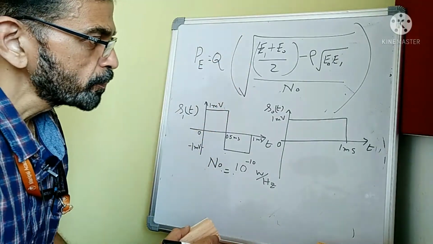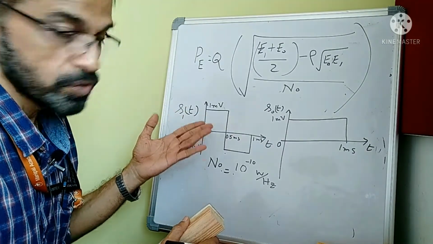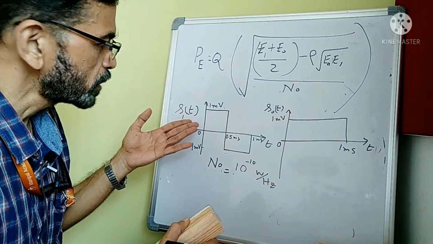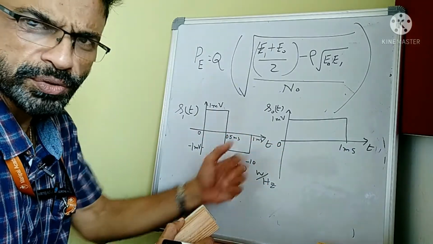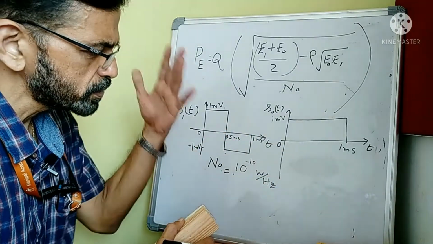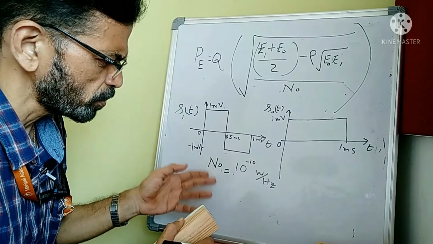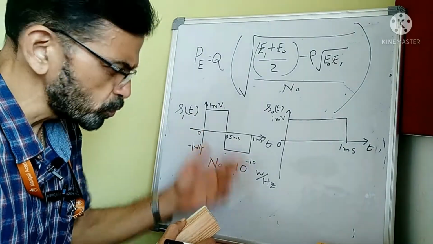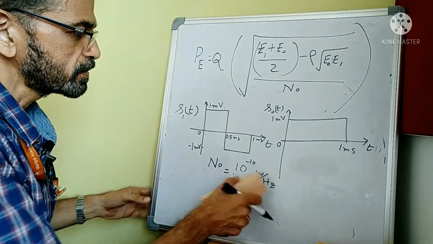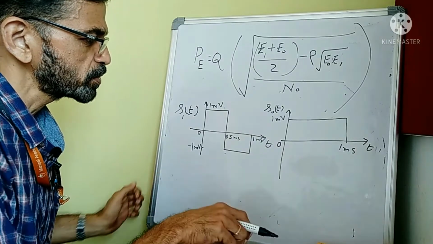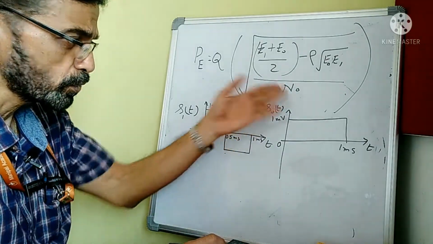Now let's calculate what is the probability of error, if the system is such that when hypothesis H1 is true, S1(t) is transmitted, and when hypothesis H0 is true, S0(t) is transmitted, and the transmitted signals are corrupted by additive white Gaussian noise, which has a two-sided power spectral density N0 by 2 equal to 10 power minus 10 divided by 2 watts per hertz. So we need to calculate the energy first, because that's what we have to plug in here, the energies, and then we have to calculate rho, the correlation coefficient, and N0 is anyhow given.